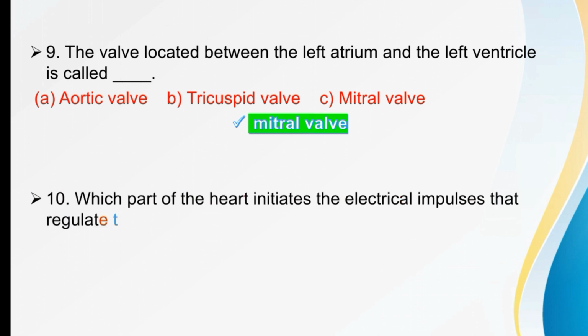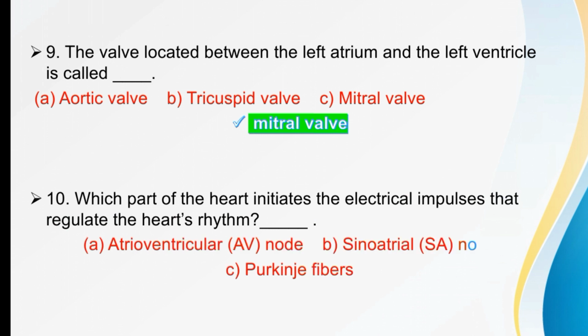Which part of the heart initiates the electrical impulses that regulate the heart rhythm? Our options are atrioventricular node, sinoatrial node, SA node, or Purkinje fiber. So the right option is sinoatrial node, SA node.